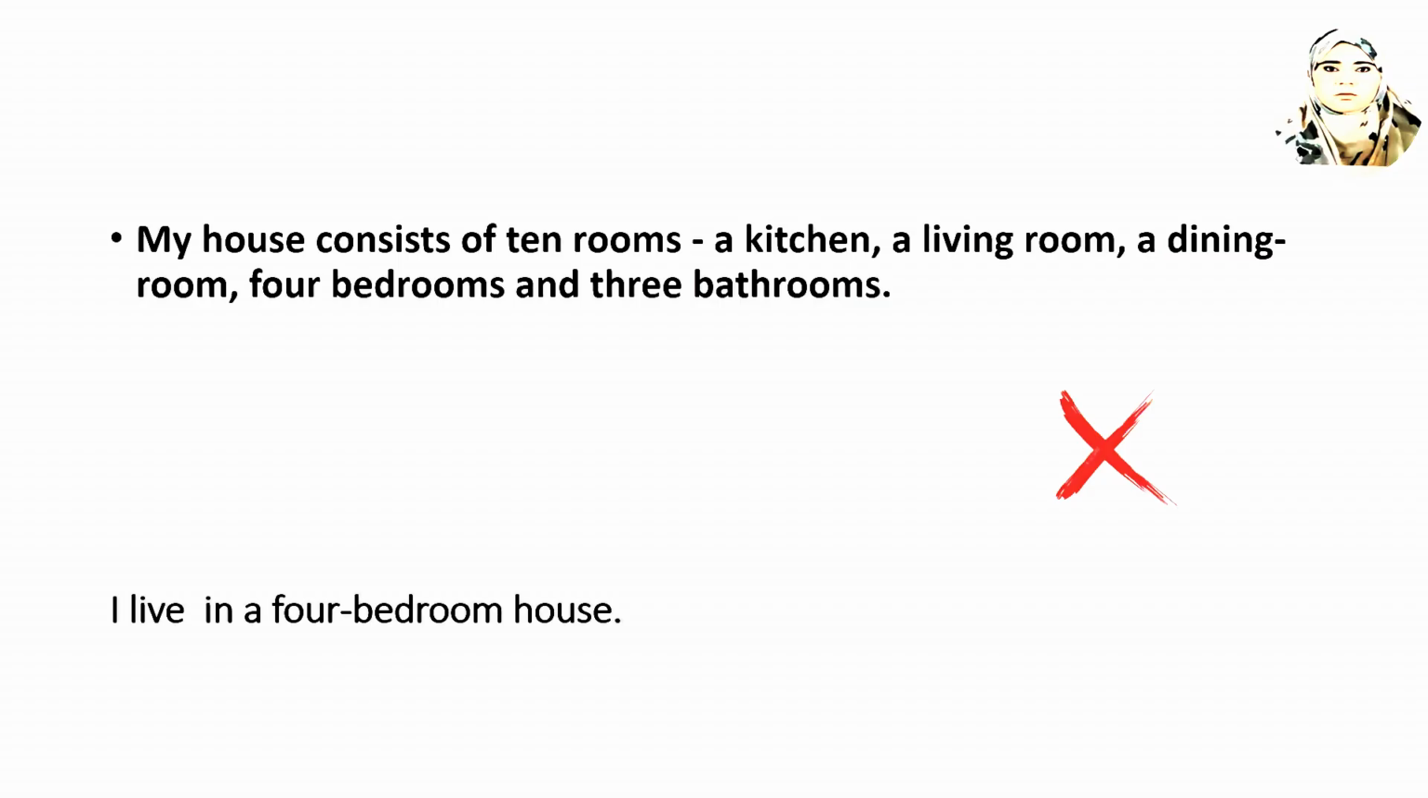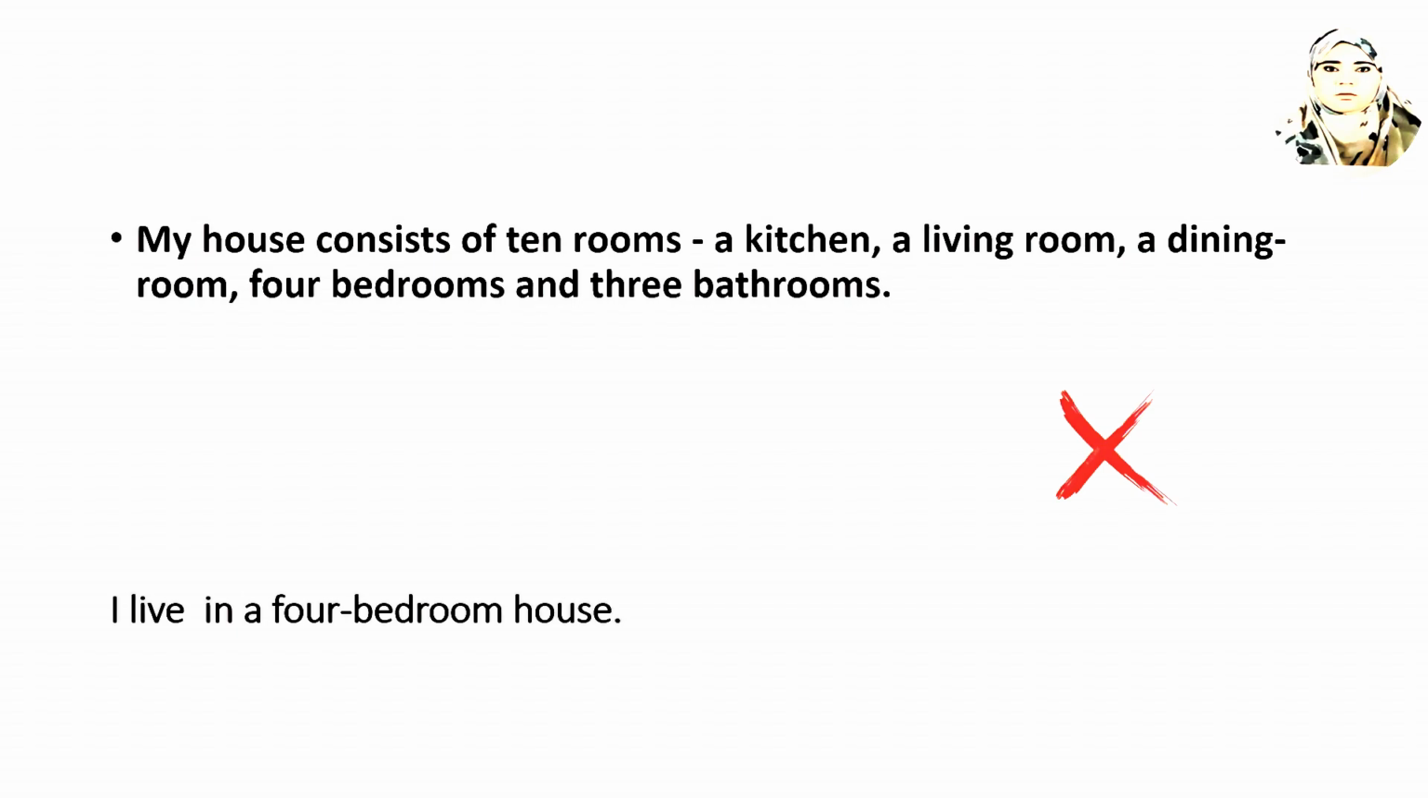Okay. Number three, you can notice that my house consists of. Here I have a noun. If the sentence starts with a noun, do you remember? It's a formal register, which is not acceptable here. And to make it informal, we can use a person and a verb like I live. So the second example is a successful example, while the first one has many weak points. Okay.